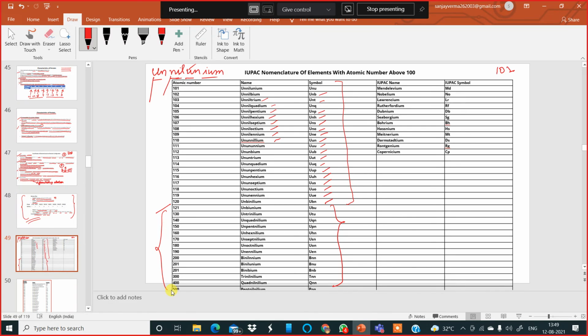For reference, the common names have been given. The atomic number 101, its name is Mendelevium, Nobelium, Lawrencium, Rutherfordium, Dubnium, Seaborgium, Bohrium, Hassium, Meitnerium, Darmstadtium, Roentgenium, and Copernicium. Okay, so these are the names. These are not exactly IUPAC names. The IUPAC name is this one, and these are the common names.